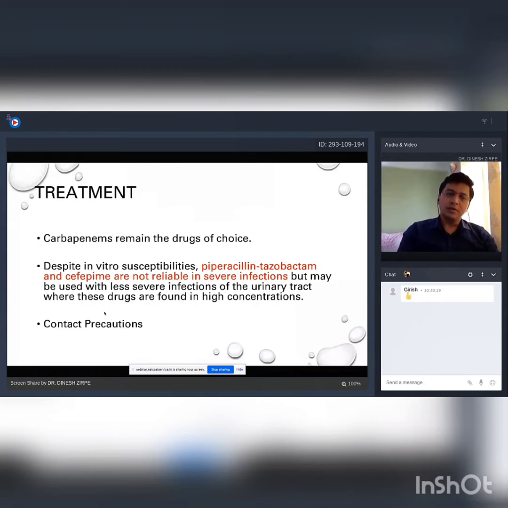An important thing to remember here is, if you have a blood culture showing an ESBL producing organism, it is better to avoid piperacillin-tazobactam and cefepime for severe infection, or in immunosuppressed patients, where the chances of recovery are less because they don't have much reserve. However, if it is a urinary tract infection, so if you have an ESBL GNB in the urine, then maybe you can go ahead with piperacillin. And obviously for all GNBs, contact precaution is necessary.